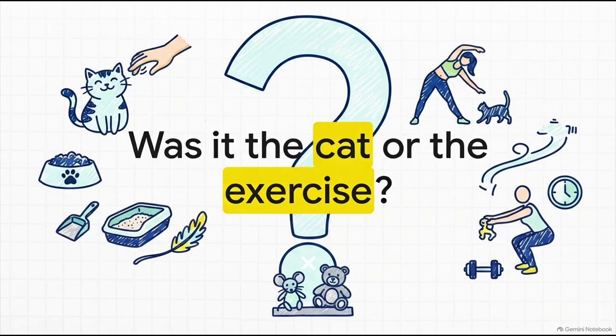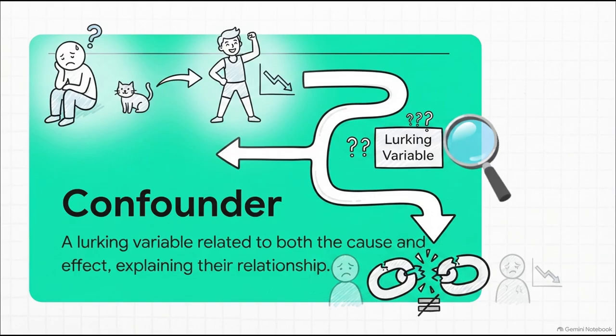Think about what taking care of a real cat actually requires. You have to get up to feed it, you have to clean the litter box, you have to play with it. What if the experimental group got way more physical exercise than the control group with the stuffed toys? Was it the feline companionship that lowered the depression, or was it the physical activity? That physical exercise is what we call a confounder, or a lurking variable.